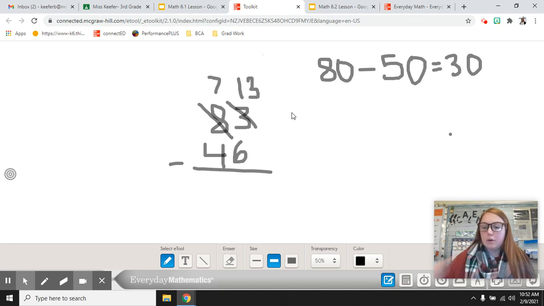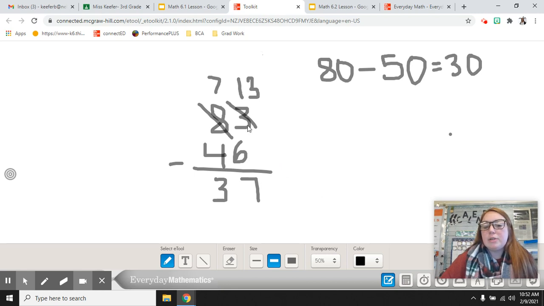Okay, so make sure you have that on your workbook. And now you just subtract down. You do 13 minus 6 and 7 minus 4. So 13 minus 6 would be 7, and 7 minus 4 would be 3. So our answer would be 37.